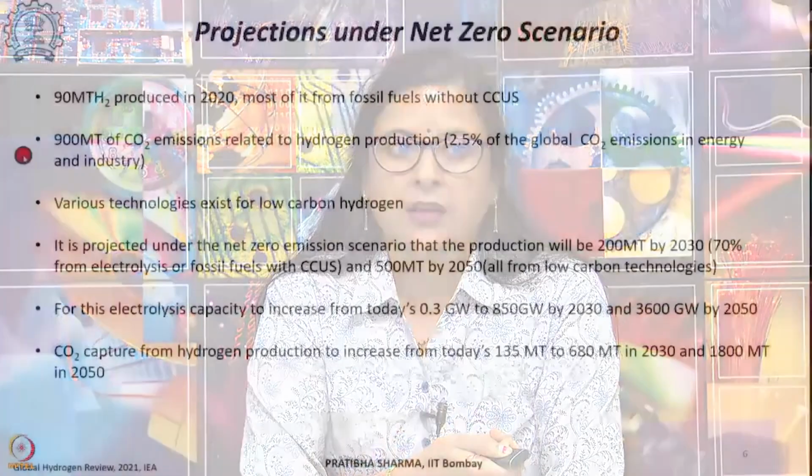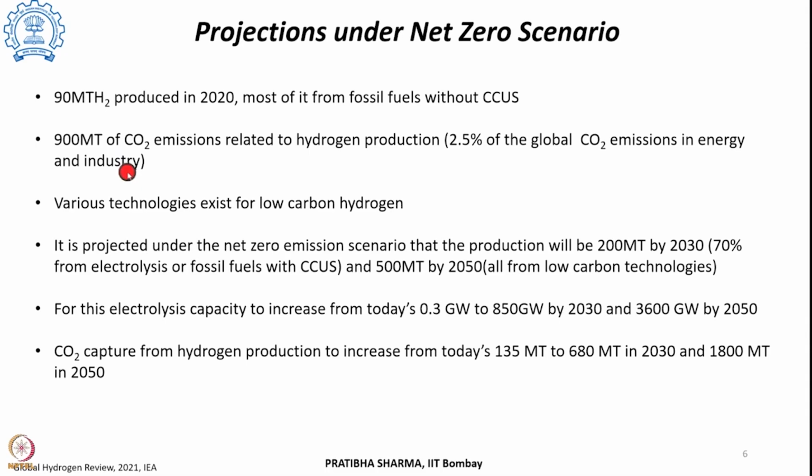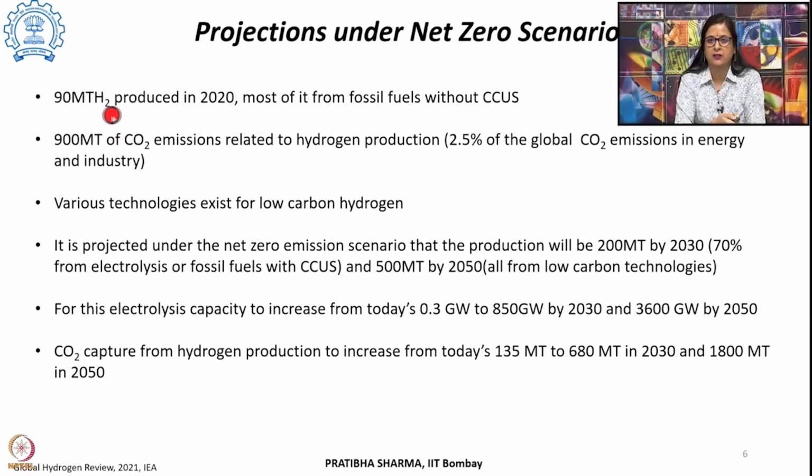Now, out of this 90 million tons, we have seen most of it is being produced from fossil fuels and without CCUS, and because of that there are 900 million tons of carbon dioxide emissions which are related to the hydrogen production, which corresponds to 2.5% of the global carbon dioxide emissions in the energy and industry.